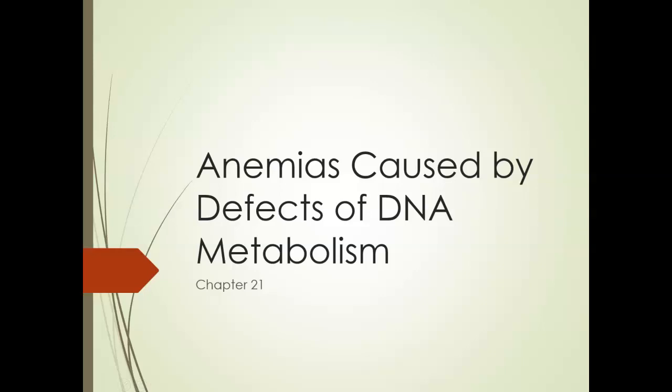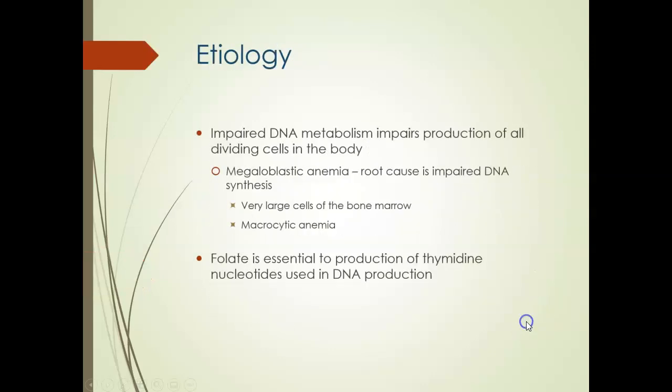In this lecture, we are going to look at anemias caused by defects of DNA metabolism. All right, so the etiology of these types of anemia is where impaired DNA metabolism impairs the production of all the dividing cells in the body. Sometimes we see a megaloblastic anemia. Megalo has mega at the end of it, and the root cause of this is impaired DNA synthesis. We see very large cells of the bone marrow and a macrocytic anemia.